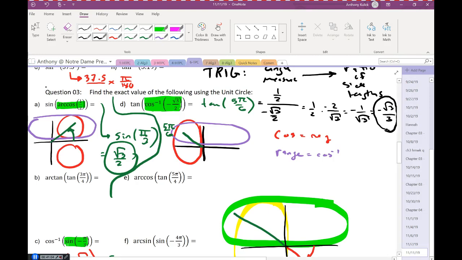So I started by trying to find the cosine inverse of negative square root 3 over 2. I know cosine is negative in the second and third quadrants. And I know the range for cosine inverse is the first and second quadrants. So my answer that I'm looking for lies in quadrant 2. So I went to quadrant 2 on my unit circle and found the angle where the x-coordinate is negative square root 3 over 2. That happens at the angle 5 pi over 6. Everybody okay with how I got to there?